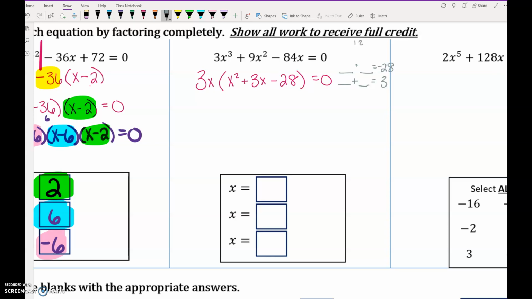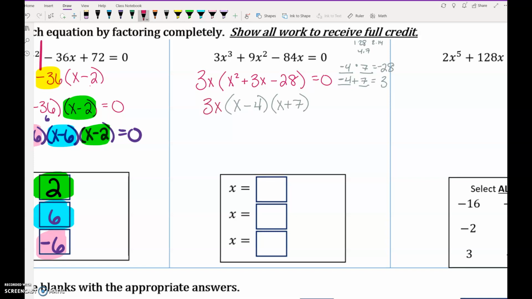So we can try 1 times 28, 2 times 14. I don't think 3 works. That's a decimal. 28 divided by 4 is 7. Hey, 4 and 7 would work if we did negative 4 and positive 7. So that trinomial factors into x minus 4, x plus 7.